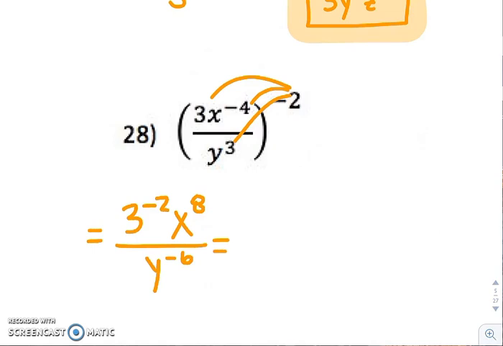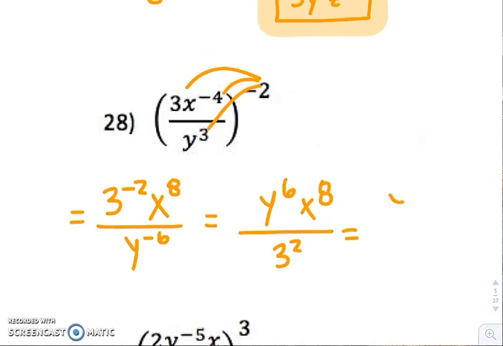So I'm going to flip or move the 3 and the y so that they become positive. So the y to the 6 will be on the top now with that x. And 3 squared will be on the bottom, which is 9. So we're going to end up with y to the 6, x to the 8 over 9.